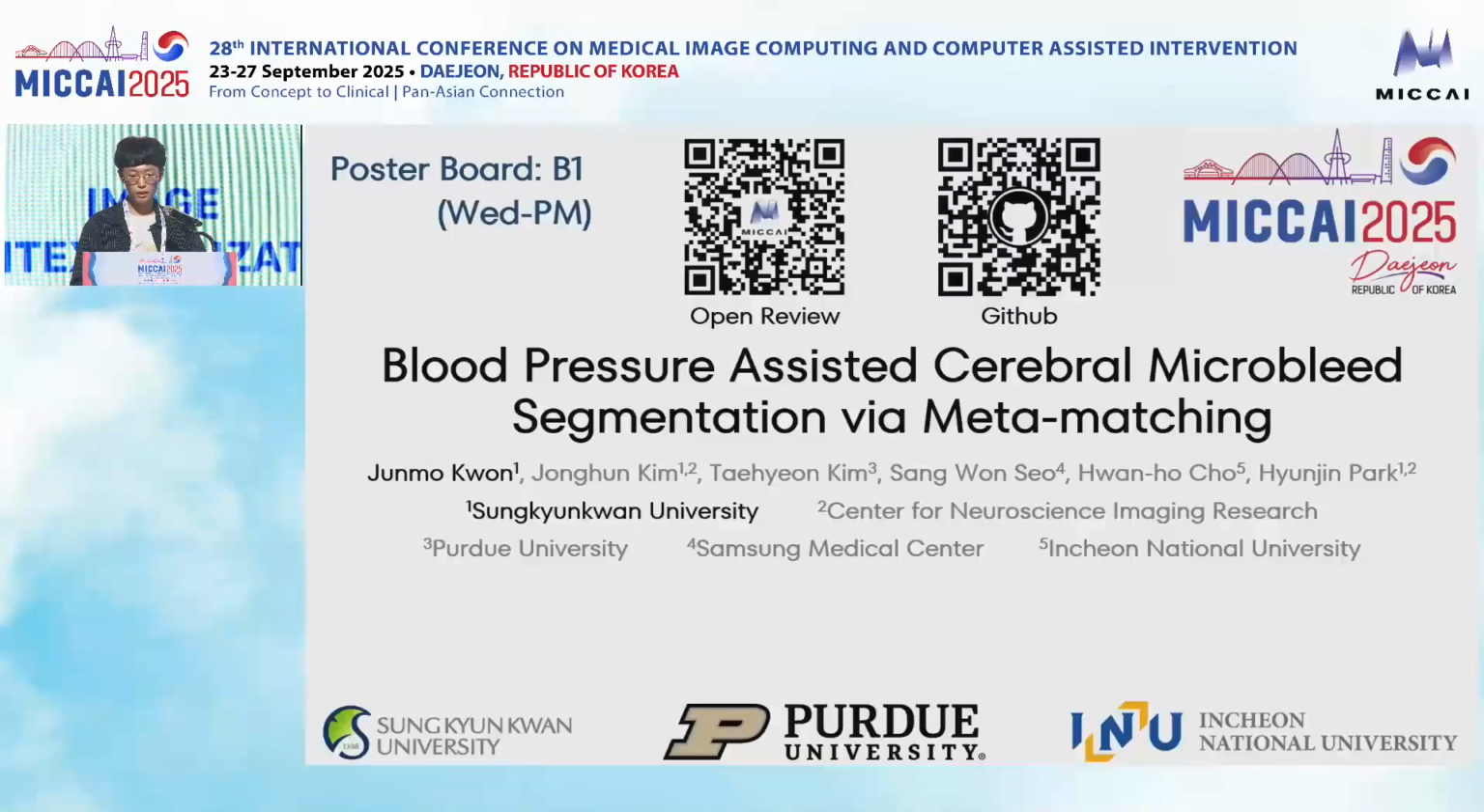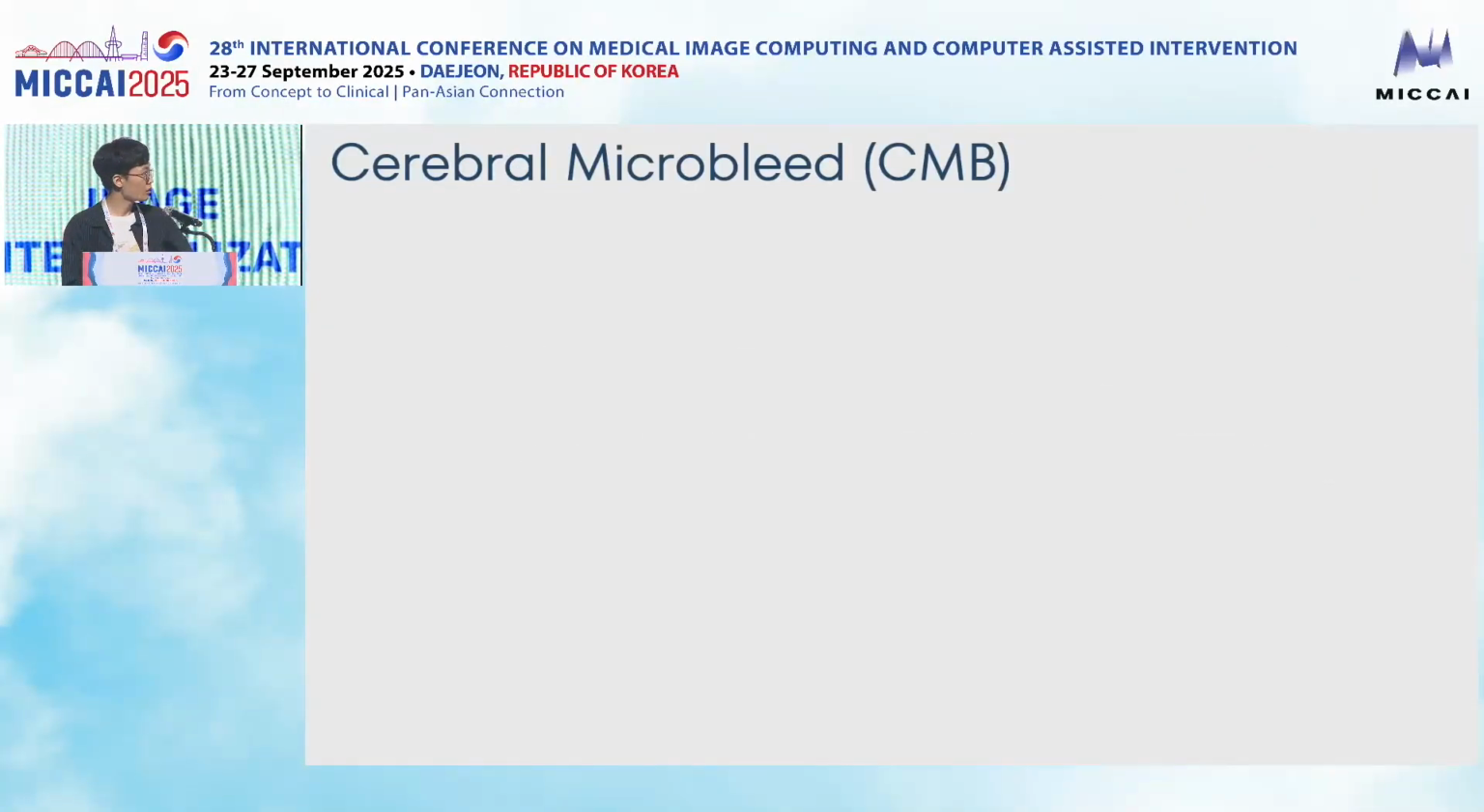So before we begin, what is cerebral microbleed, or in short, CMB? CMBs are tiny lesions that appear as dark spots on T2 star MRI.